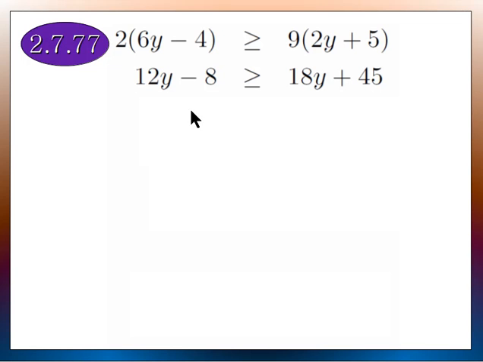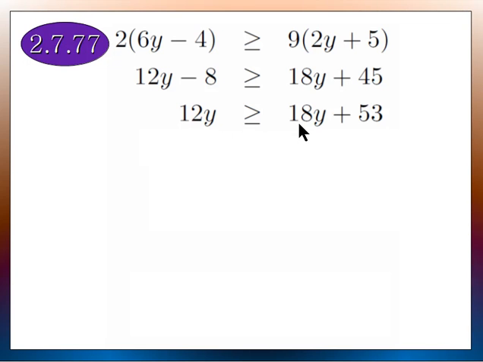Now over on the left, the 8's will cancel. Minus 8 plus 8, they go away. Over on the right, I have 45 plus 8, so I have 53. And so the 12y just comes down, the 18y just comes down. My inequality's changed a little bit because now I don't have a number on the left. So I'm a little closer to just having a variable by itself.